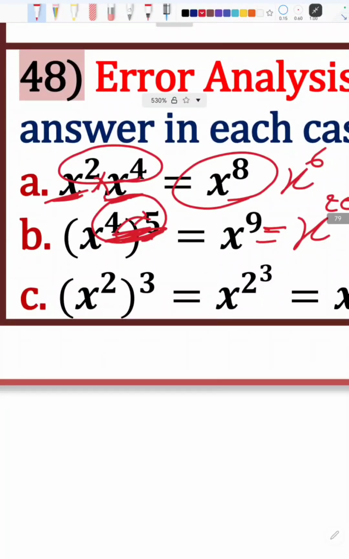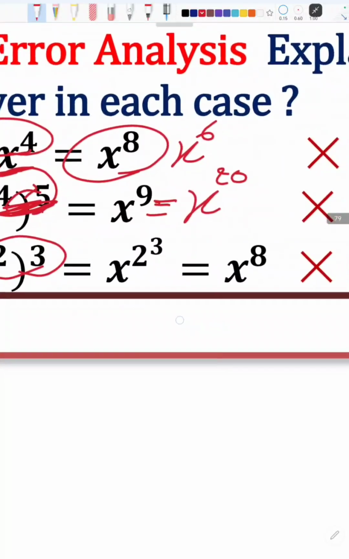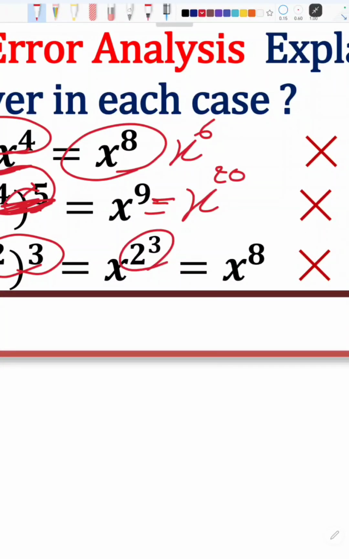In this example, I have x power 2, power 3. Same thing, you have to multiply them, which is equals to 6. x power 6, not 8.